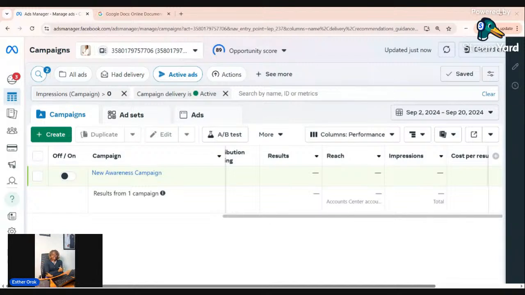Now, the question that we always ask ourselves as people who are running ads every single day is, what should be my target CTR when I am running social media ads? What should be my target CTR? And for me, I like to keep mine between 1.5 to 2%. Ideally, it should be around 2%.